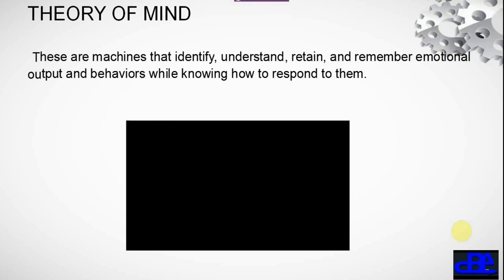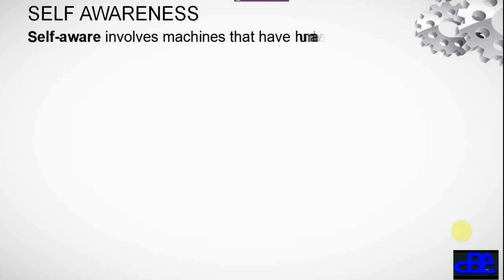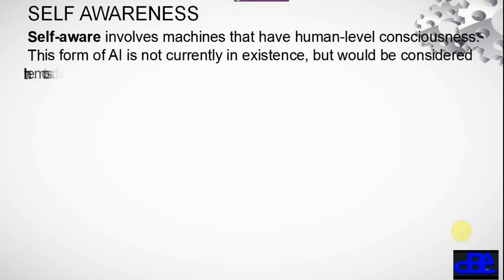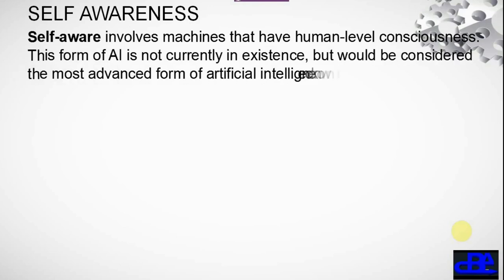So let's go to the fourth type of AI, which is self-awareness. Self-awareness involves machines that have human-level consciousness. This form of AI is not currently in existence.